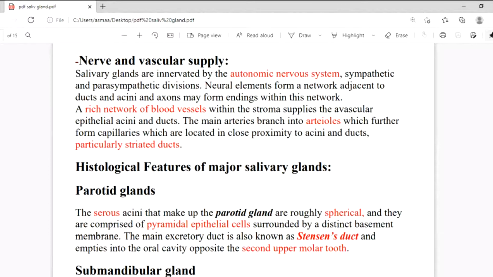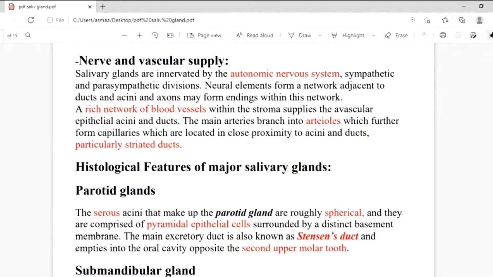So we have nerves, the autonomic nervous system, and a network of blood vessels within the connective tissue, within the stroma, that supplies the avascular epithelial acini and ducts, providing them with nutrition. And the main arteries branch into arterioles which further form capillaries, which are located in close proximity to the acini and ducts, particularly striated ducts. So the salivary gland is supplied with nerves and blood.